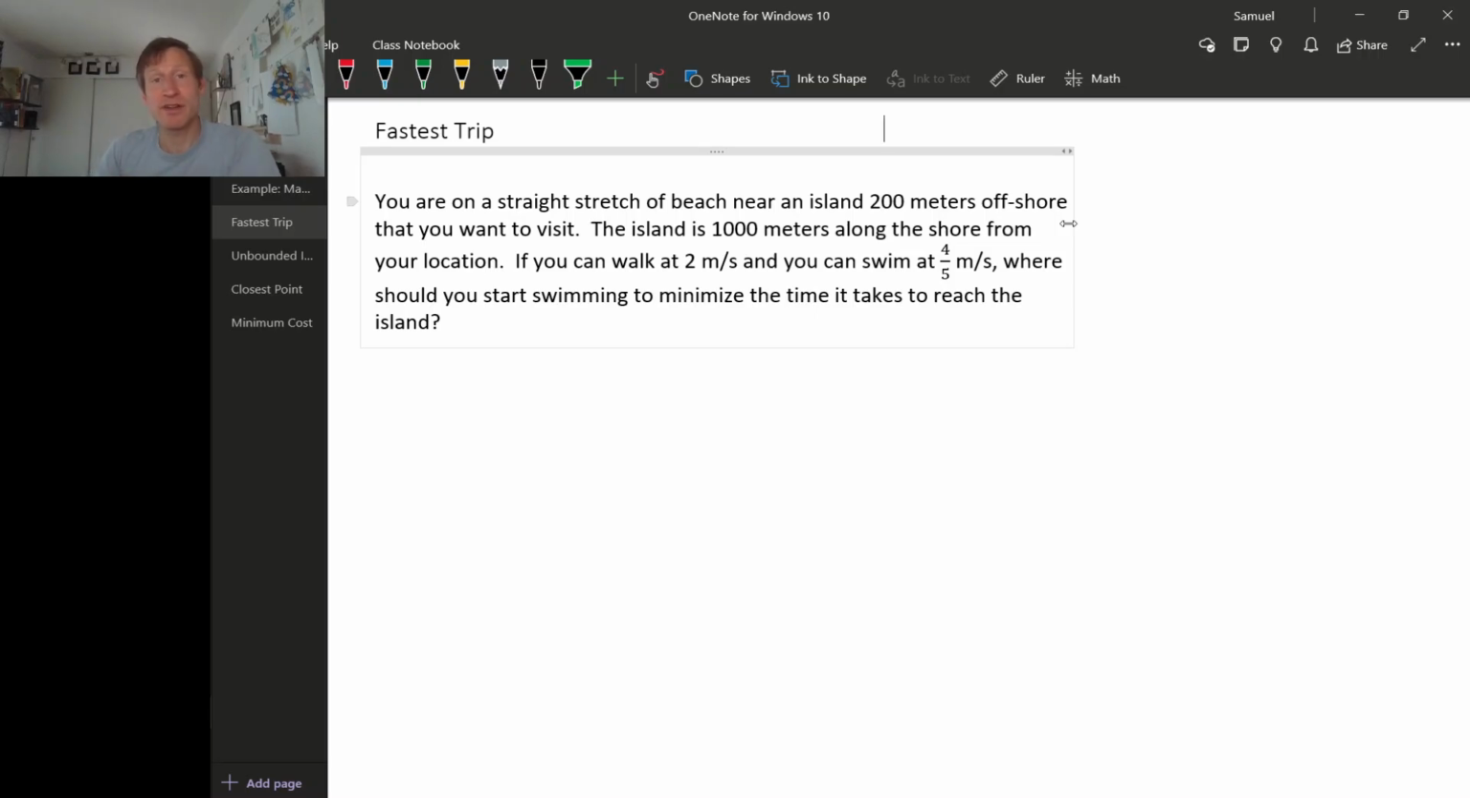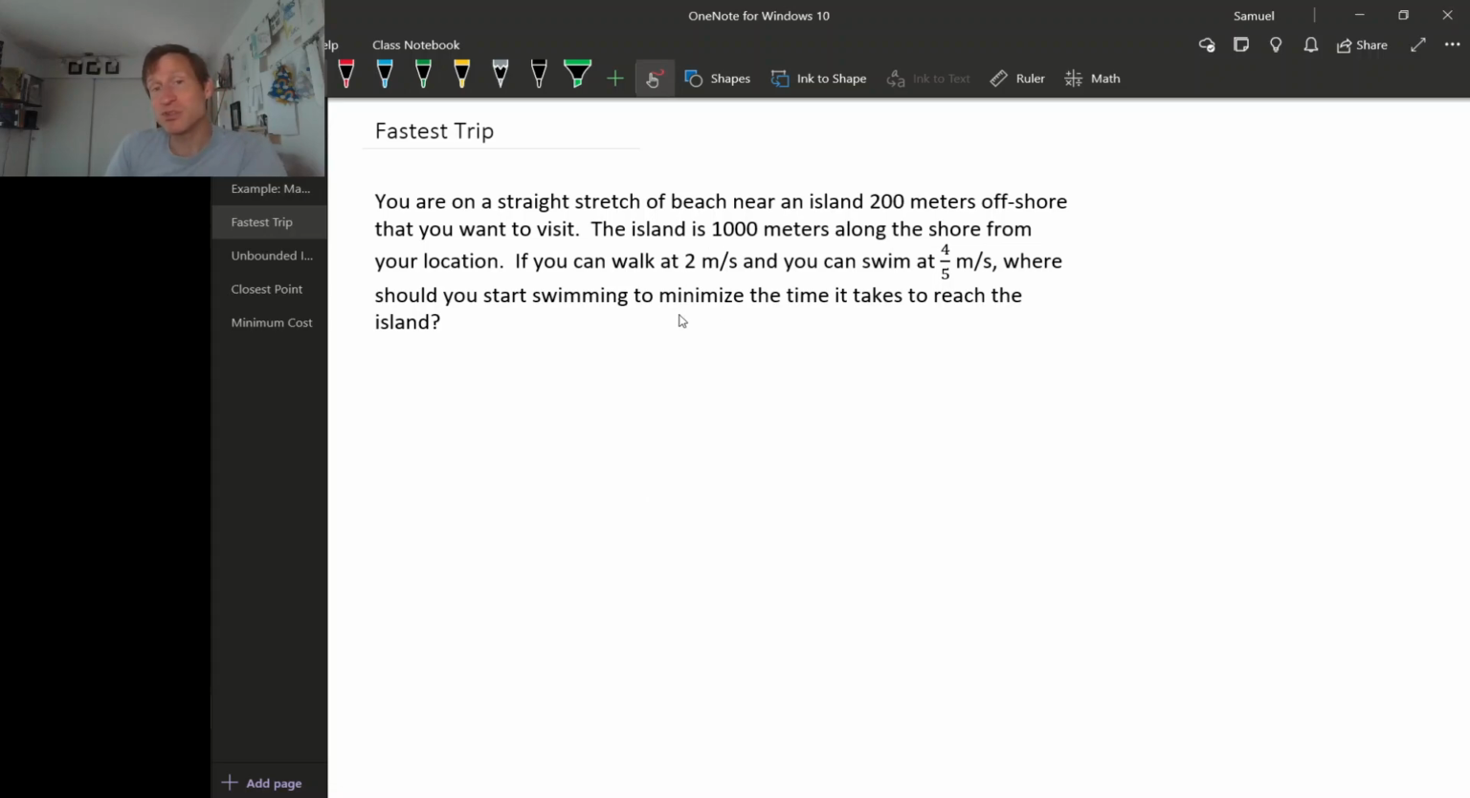Let's look at another example of solving an optimization problem using these ideas from calculus that we've worked out. Suppose we're on a straight stretch of beach near an island 200 meters offshore that we want to get out to, and the island is 1,000 meters along the shore from where we're currently standing. If we can walk at 2 meters per second and swim at 4/5 meters per second, this is 0.8 meters per second, where should we start swimming to minimize the time it takes to reach the island?